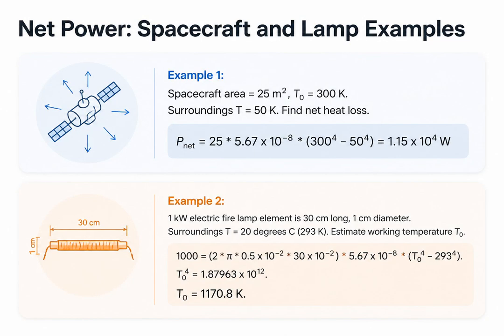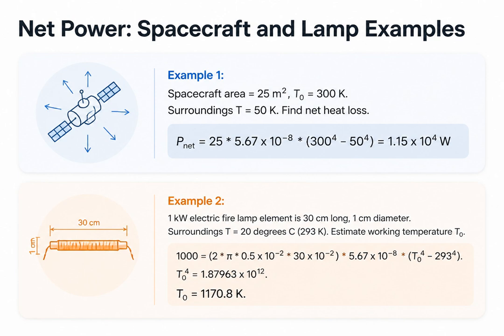Let's apply this net power formula. Imagine a spacecraft with a 25 square meter surface area kept at 300 Kelvin, flying through deep space, which acts as a 50 Kelvin environment. Using our net power equation, we find the spacecraft loses heat at a rate of 1.15 times 10 to the fourth watts.